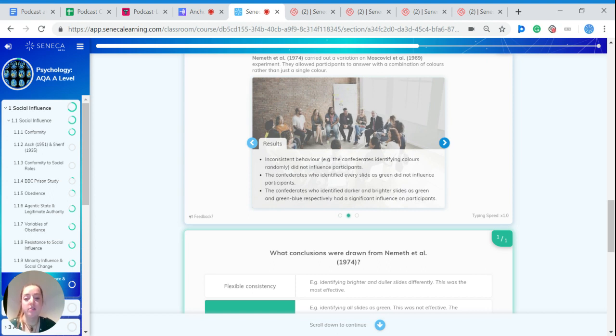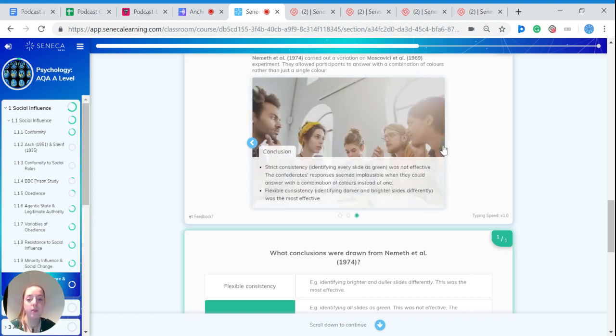So, what were the results? Inconsistent behaviour, i.e. the Confederates identifying colours randomly, did not influence the participants. The Confederates who identified every slide as green did not influence the participants. The Confederates who identified darker and brighter slides as green and green-blue, respectively, had a significant influence on the participants.